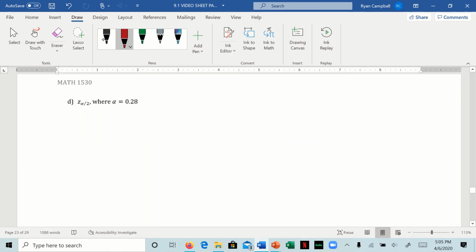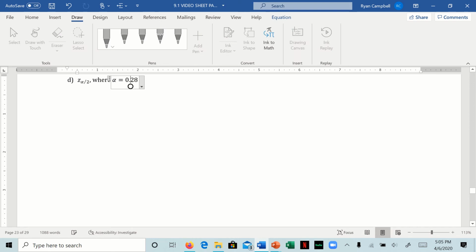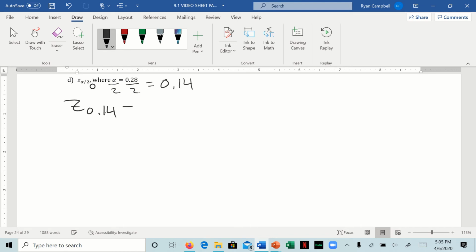So, one more and then we'll move on. We have our critical value of alpha divided by 2 where alpha is 0.28. So, we don't care about alpha, we care about alpha divided by 2, so we just divide that by 2. Whoops. Well, that's annoying. There we go. All right, so we want the critical value of 0.14.